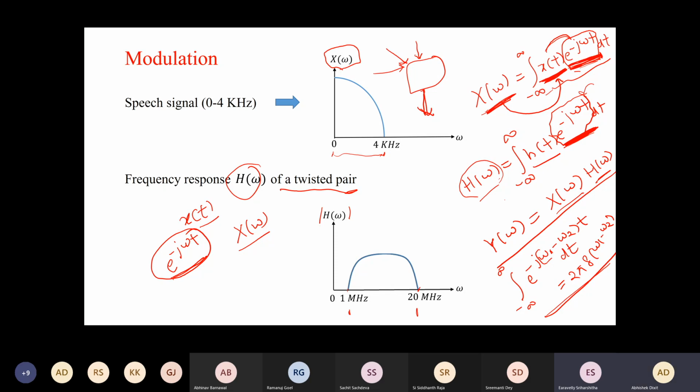Now I ask you h omega: what is the response of the system in this direction? You will tell me h omega. Then I tell you, okay, then what should the output y of omega be? This is the output in this direction. So the output in this direction, y of omega, should be the input in this direction multiplied by the response of the system in this direction. Right? Yes, sir, now it's clear. Any other question?